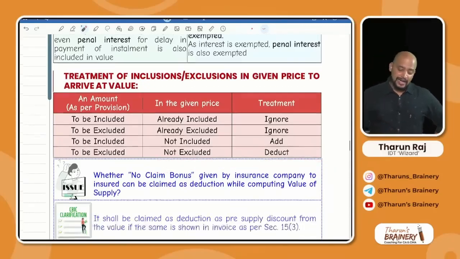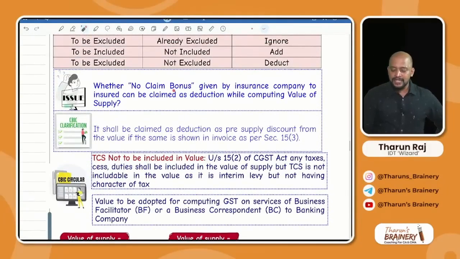Is it clear? Next, whether no claim bonus given by insurance company to insured can be claimed as deduction while computing the value of supply. What is no claim bonus? We will be paying the renewal premium. You have a two-wheeler. When you have a two-wheeler, you will pay the renewal premium for the two-wheeler. Correct? When you pay that renewal premium, you don't have to pay the full renewal premium. They will give a no claim bonus. Example, you have to pay 4,000 rupees. 500 rupees they will give as no claim bonus because last year you did not claim anything from the insurance company. So 4,000 minus 500, you will pay only 3,500.